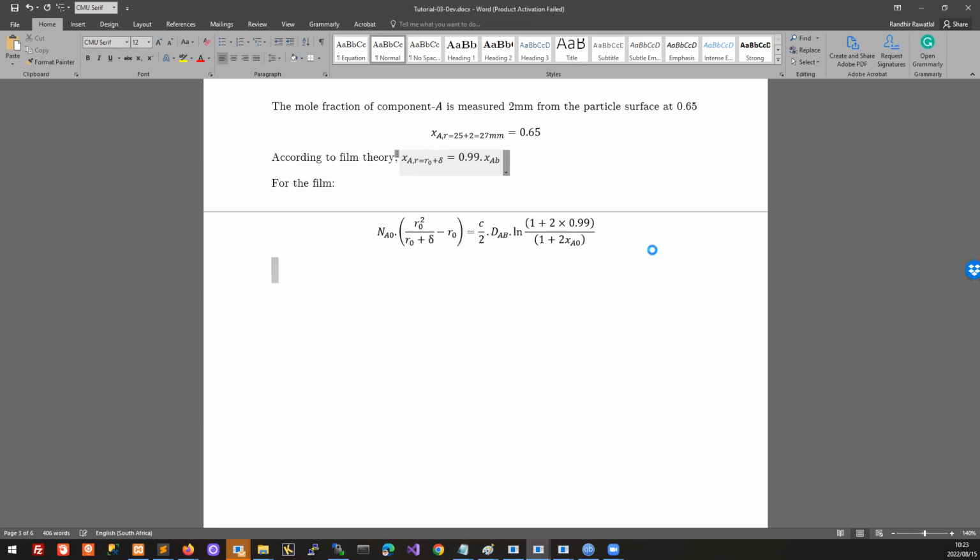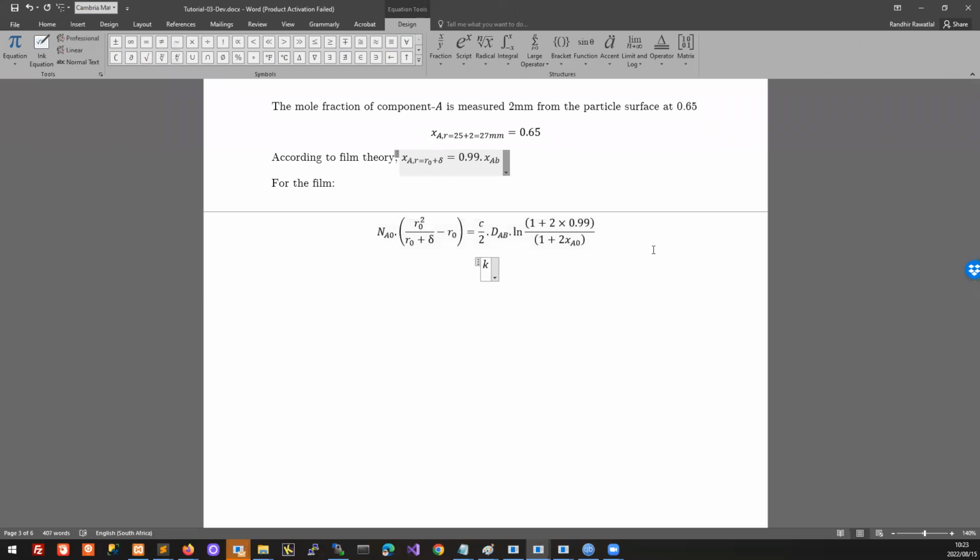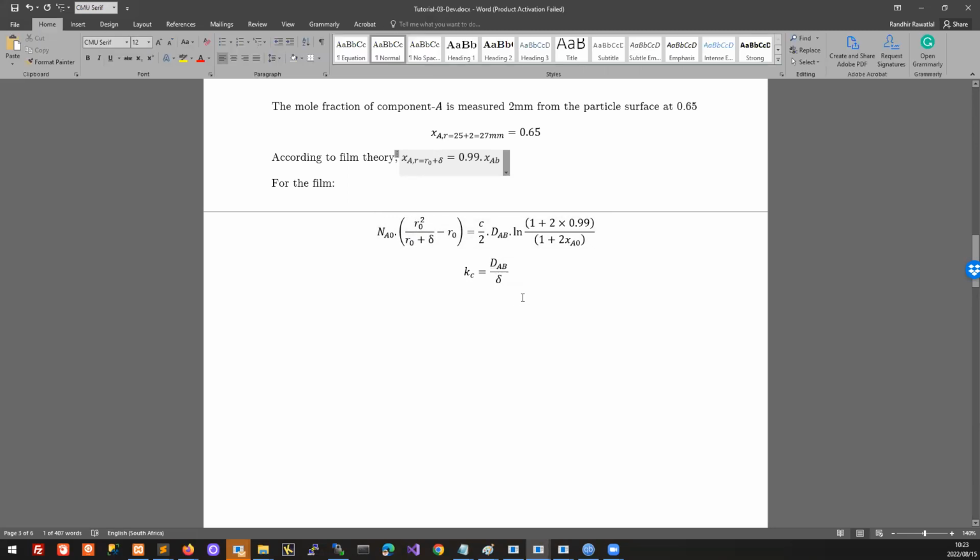And then we said in the theoretical development last time, Kc equals DAB over delta. So our mass transfer coefficient we can obtain by taking DAB, which is given, and the delta, which we've solved for in this equation. And that's it. That's how we get our mass transfer coefficient.